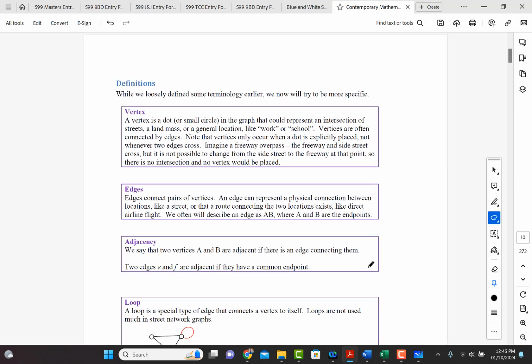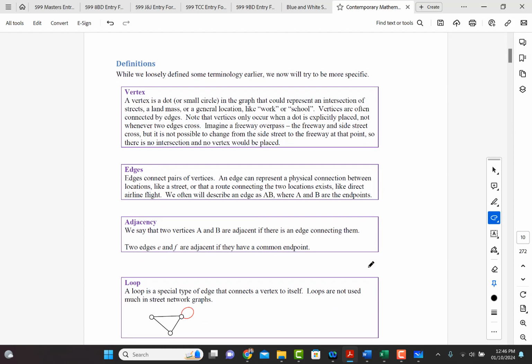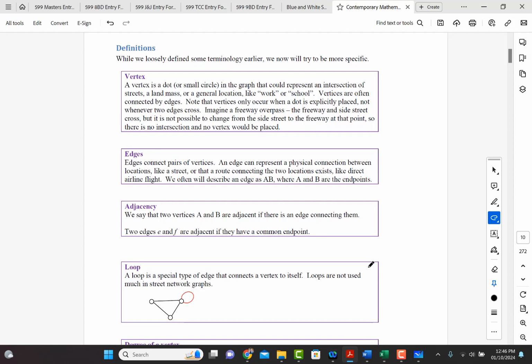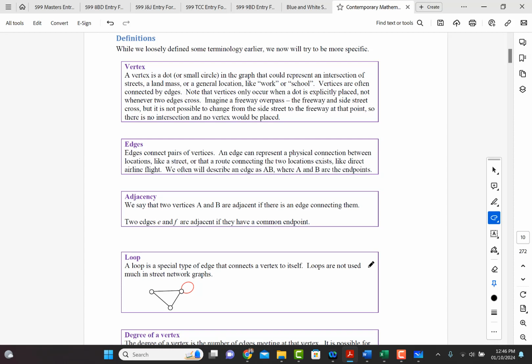So now here are some definitions. Okay, so we're going to talk about definitions, and then we'll leave it at this. So definition 1 is a vertex. Okay. So a vertex is a dot or small circle in the graph that could represent an intersection of streets, a landmass, or a general location like work or school. Vertices are often connected by edges.